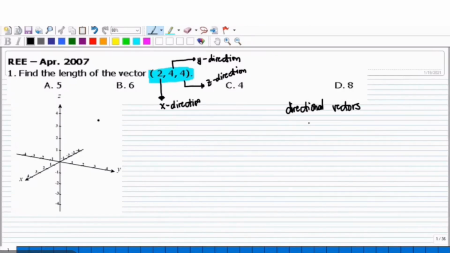So ito po yung ating denotation na i, j, k notation. So i, we have j, and then k. Okay? Ayan. So for your i, this is determining the x direction, yung number na katabi ng ating i, so nasa x direction. And yung ating j naman po, yung number na katabi ng j is determining the y direction. And your k, the number na katabi ng k is in the z direction.